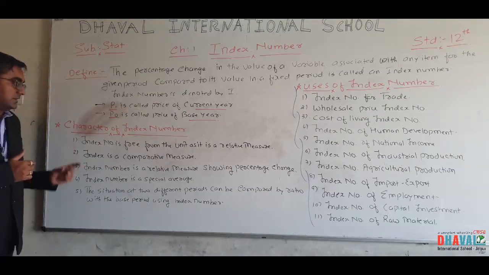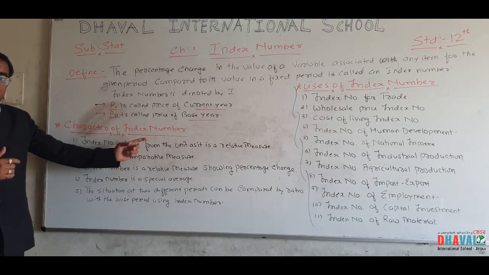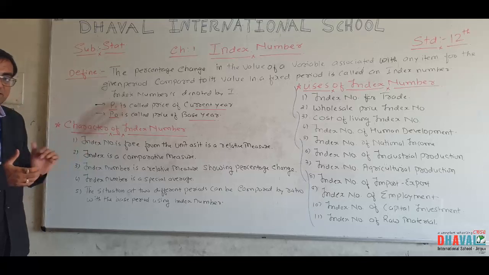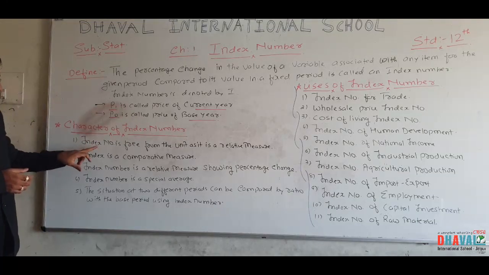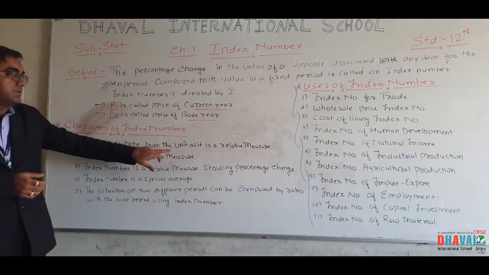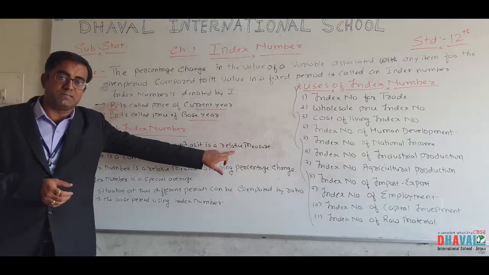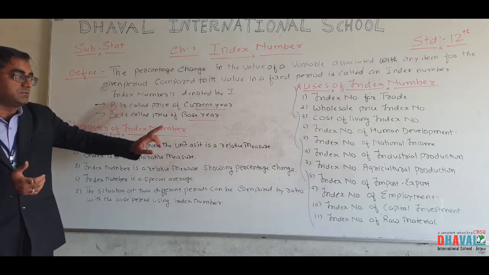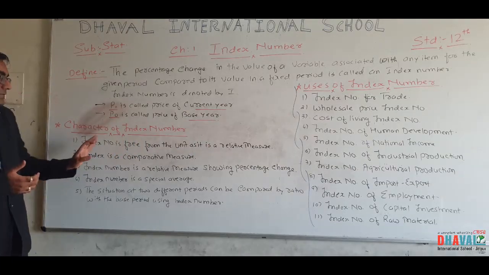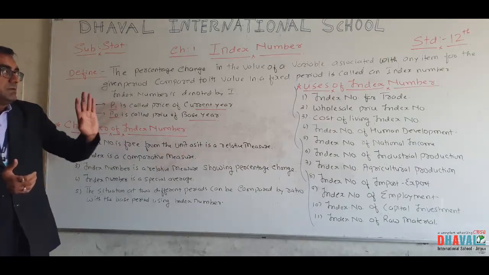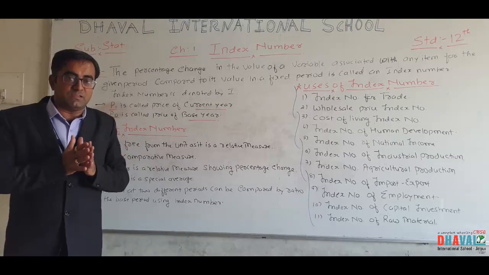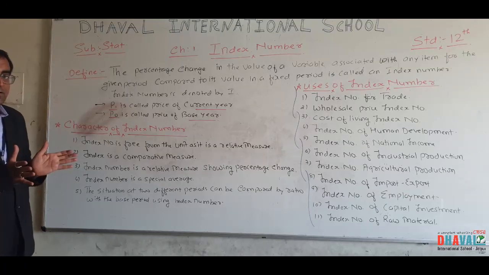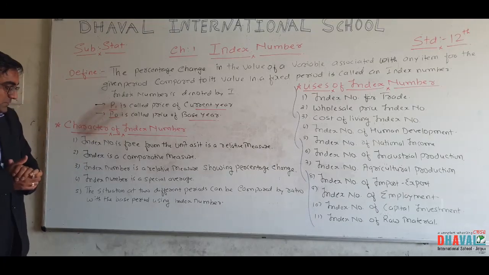Now we see the characteristics of index number. There are 5 main characteristics. First, index number is free from unit as it is a relative measure. Relative measure means P1 by P0. It is free from all units, meaning index number is not associated with any of the items. It is always free from units when calculating P1 or P0.